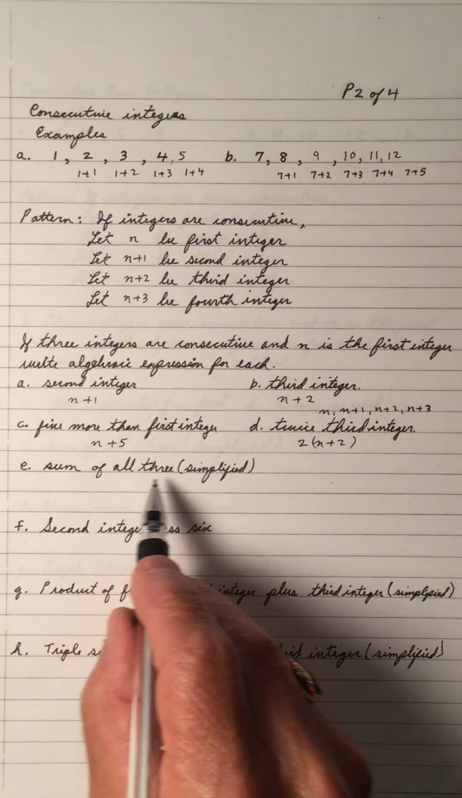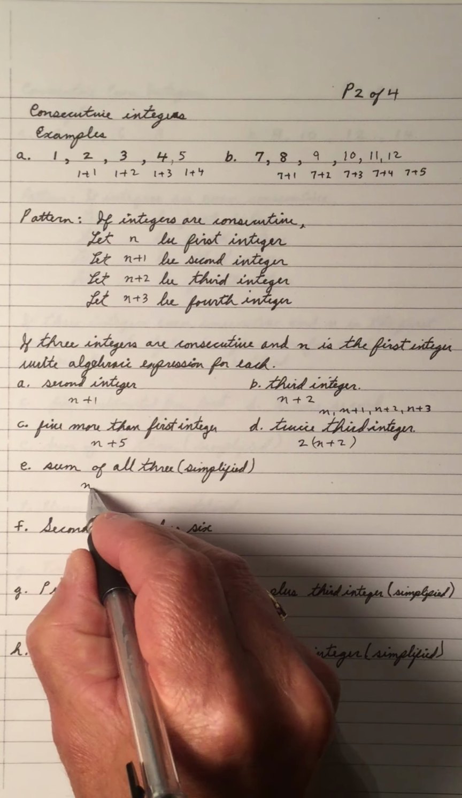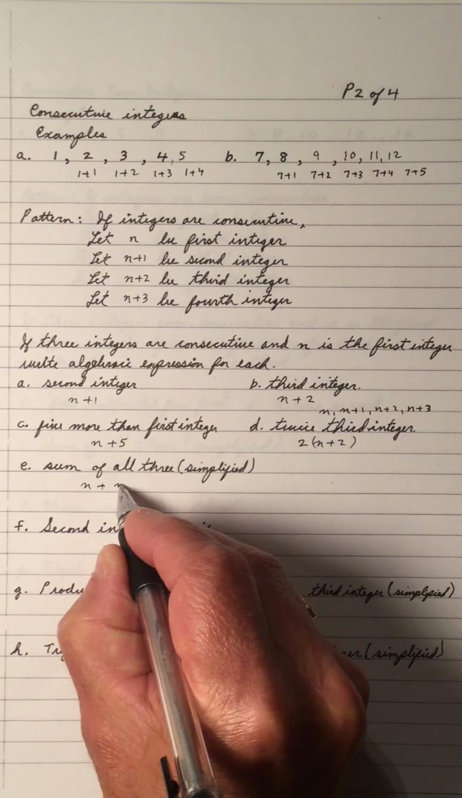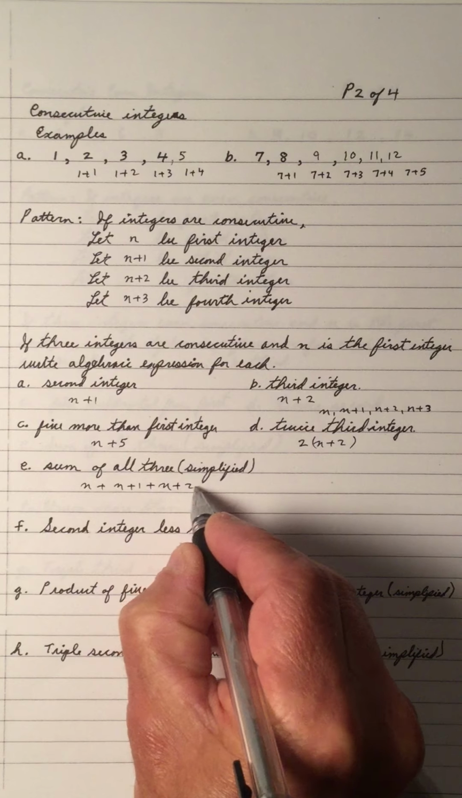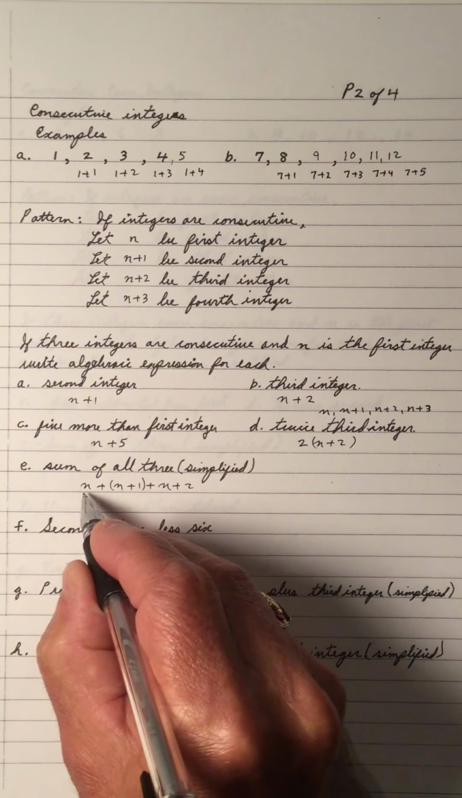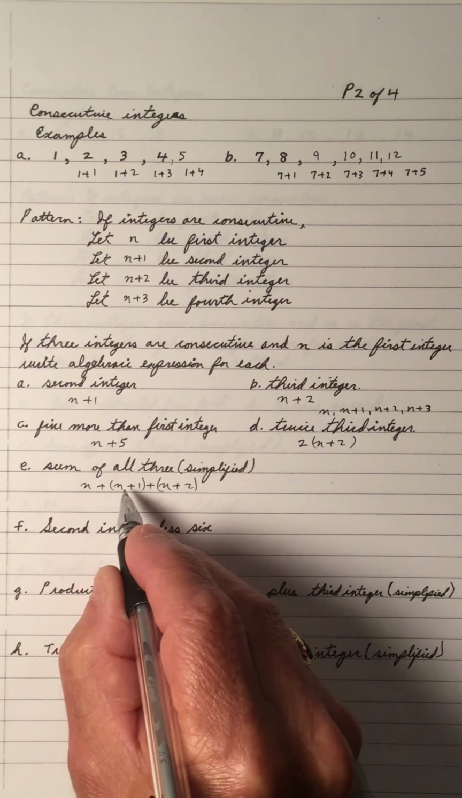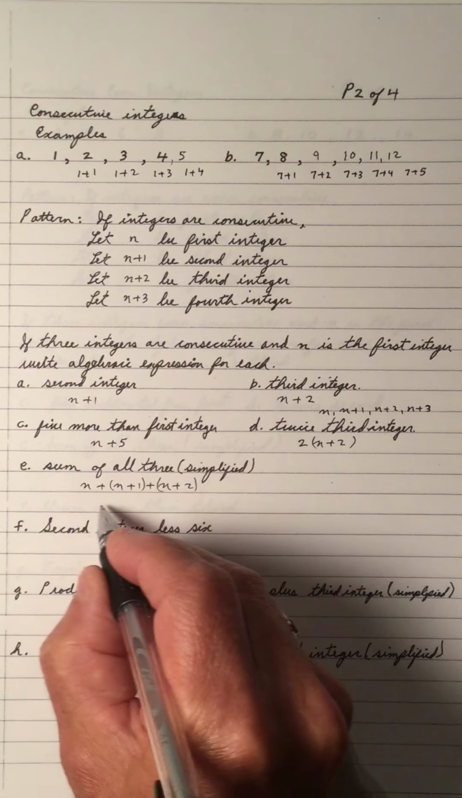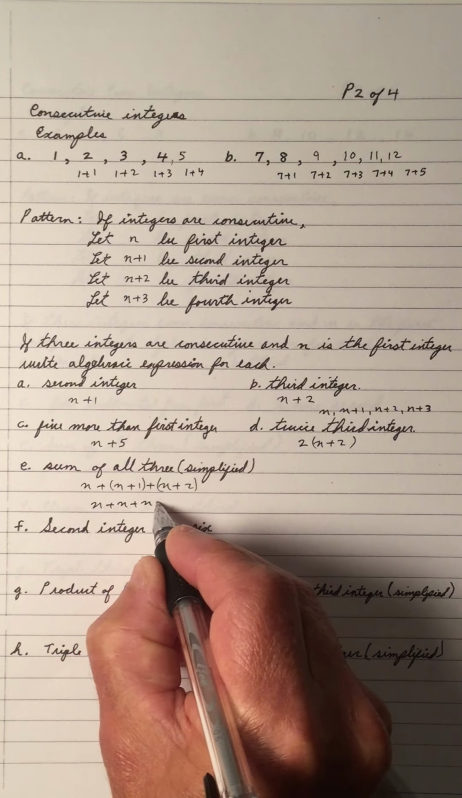E, the sum of all 3 simplified. So if you take all 3, the first one is n, you add on n plus 1, and you add on n plus 2. If you put brackets around these, which you can, that's the first one, that's the second one, and that's the third one. So first, add the second, add the third.